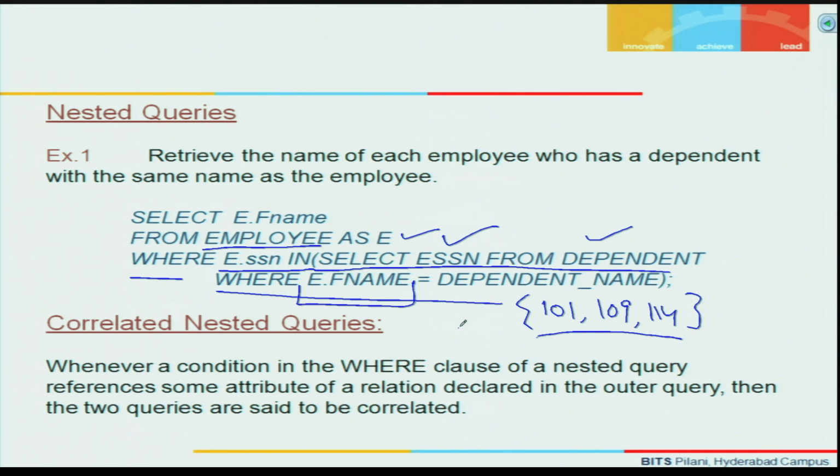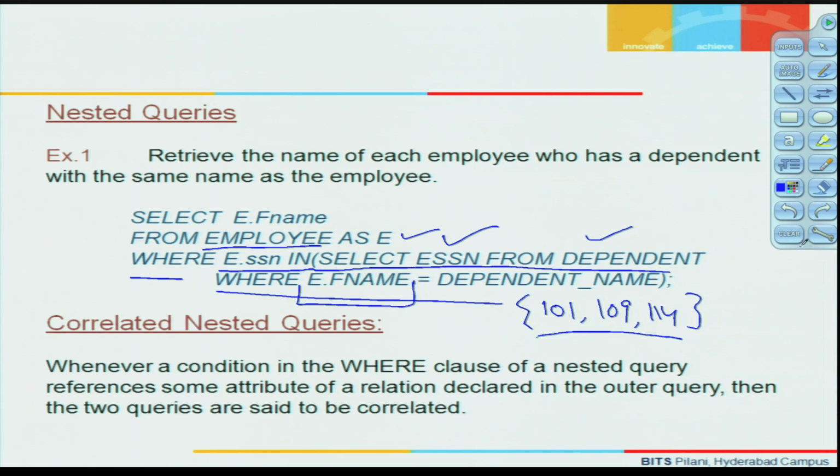To check that, we have another kind of nested query which is called a correlated nested query. Whenever a condition in the where clause of a nested query references some attribute of a relation declared in the outer query, then the two queries are said to be correlated, and that nested query is said to be a correlated nested query. In this specific example, it is a correlated nested query.